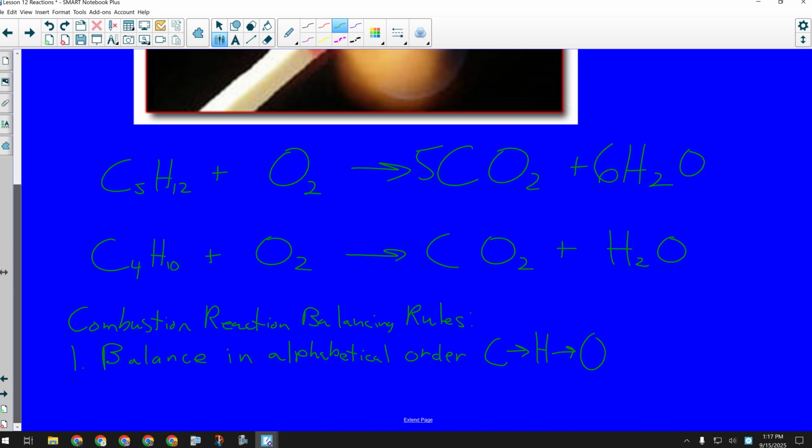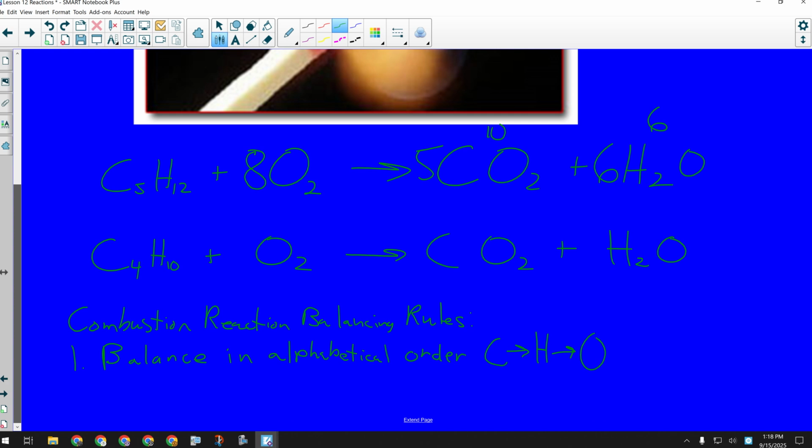Now, I've got numbers in front of both products. Can I figure out how many oxygens there are now? Yes, I can. What's 5 times 2? 10. Okay, what's 6 times 1? 6. How many oxygen do I have? 16. What needs to go here? 8. An 8. Yeah, 8 times 2 is 16. Okay, that's why you have to balance them in alphabetical order. You can't figure out the oxygens until you have done the carbon and the hydrogen. Now that's balanced. Everything is equal.